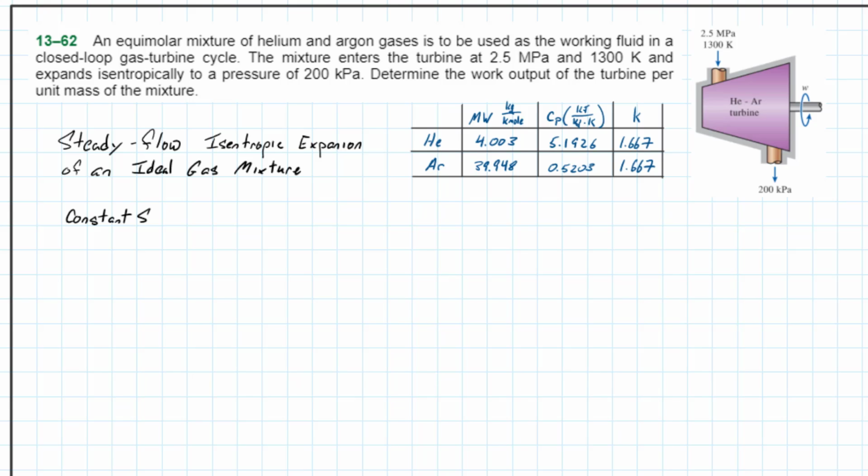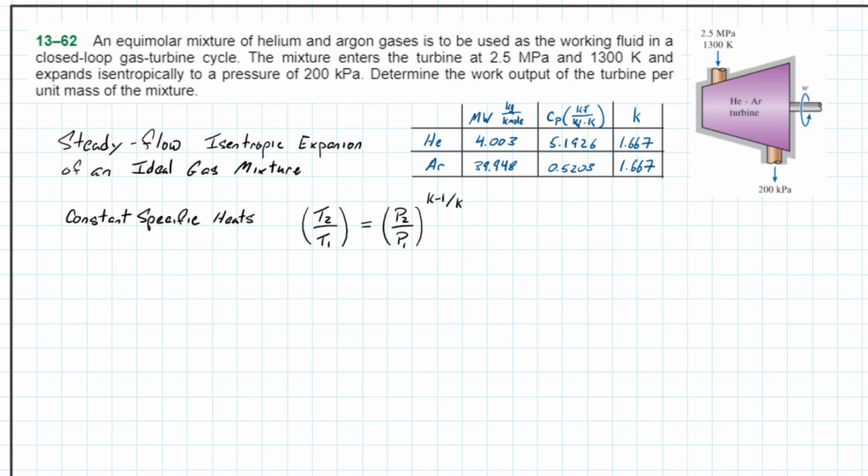Now, of course, we could work this problem in different fashions depending on the type of accuracy that we want. But if we assume constant specific heats, then we can utilize the isentropic relations that have been given to us in Chapter 7. In particular, the ratio of the temperatures at the inlet and outlet of this steady flow device will be equal to the ratio of the pressures, raised to an exponent that is dependent on the ratio of specific heats. In this case, K minus 1 over K.